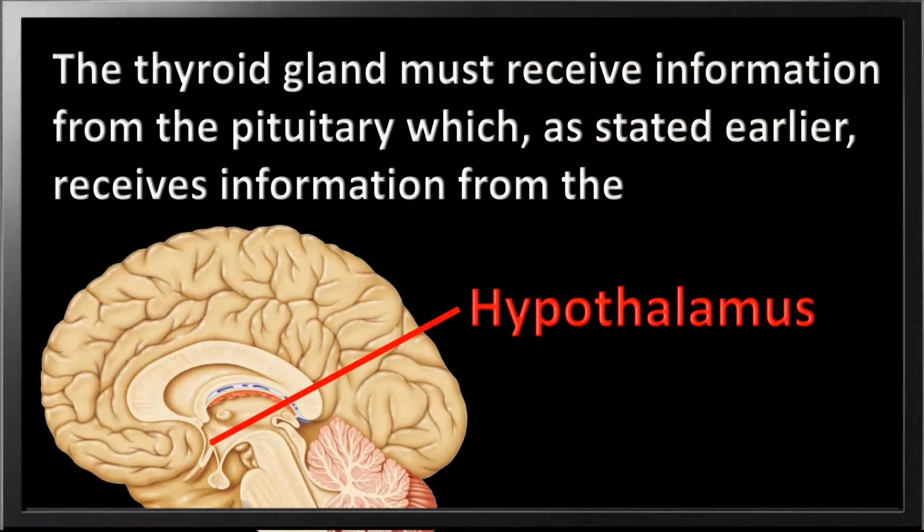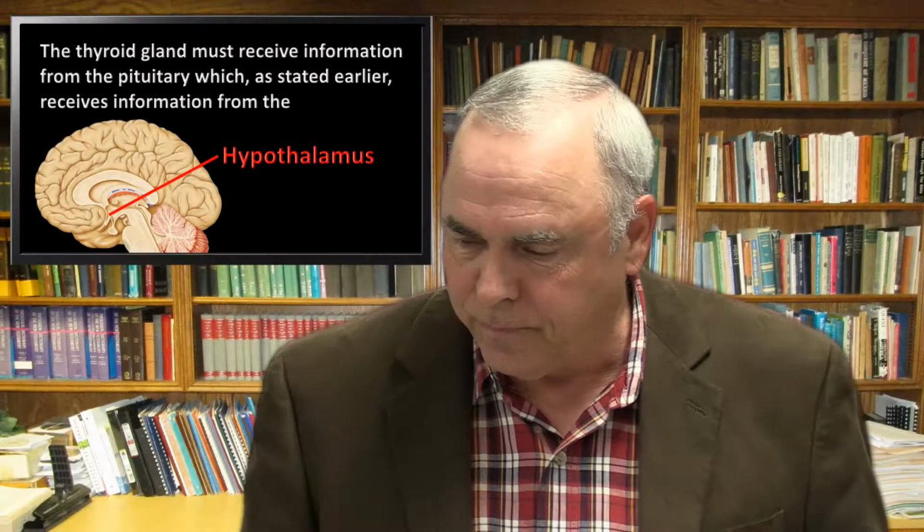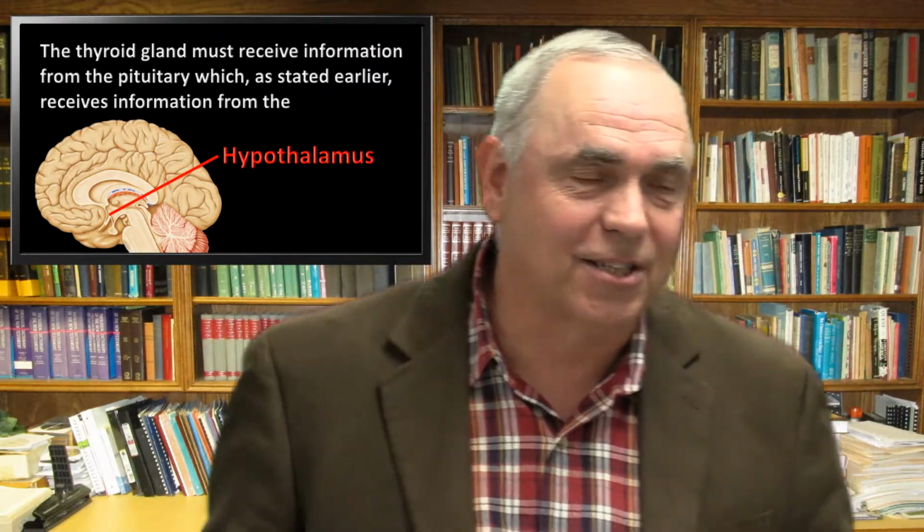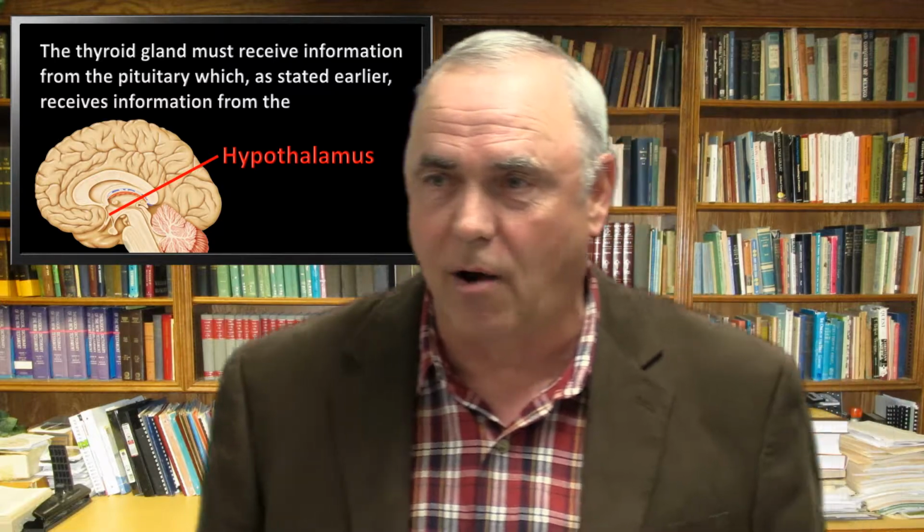The thyroid gland must receive information from the pituitary gland. It couldn't work if it didn't have information coming from the pituitary gland. And guess what? The pituitary gland receives information from the hypothalamus. That's quick, I know, but I wanted just to explain that one, not the rest of the pituitary functions, which we really don't have time to go into.